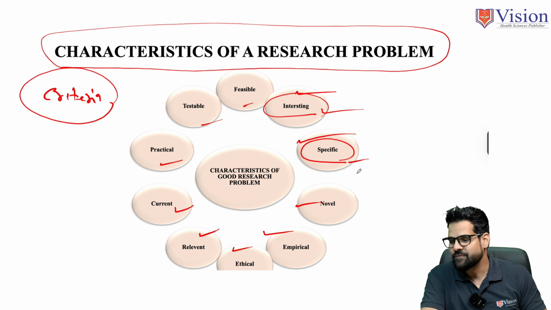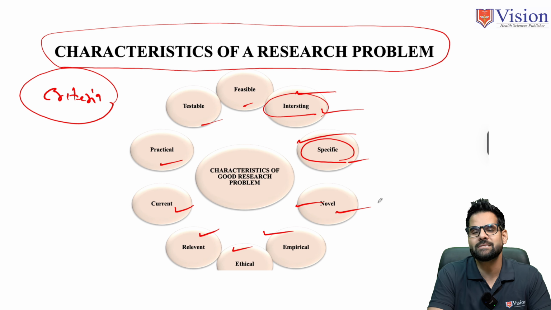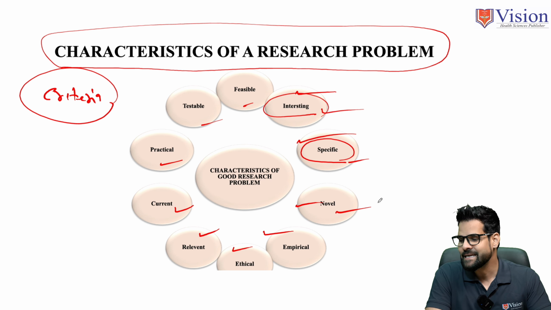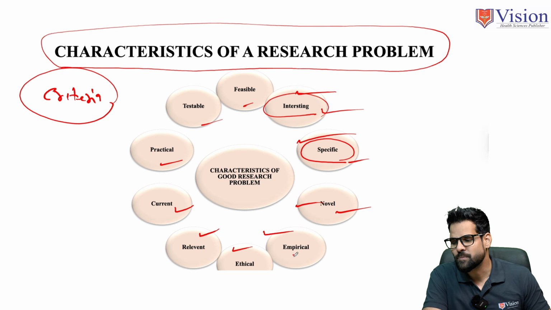Now, specific. Novel means something very specific, something very different that triggers your interest. Whenever you take a topic or any problem for your research purpose, it should be something that is probably not being done the way you want to do it, and it should always trigger interest. Empirical means it should be observable.